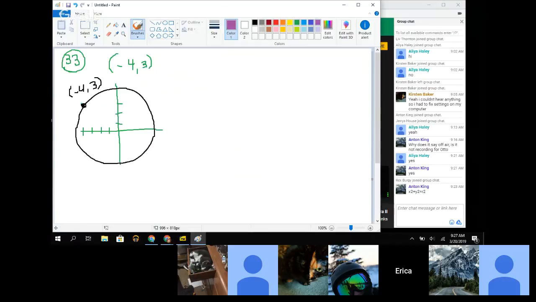So what do we need to find? We know our equation of a circle. Anton has it up there. It's x squared plus y squared equals radius squared, right? We need to figure out what that radius is. Well, the radius is just the distance from the center to any point. So this is your radius right here. How do you figure out what that radius is?